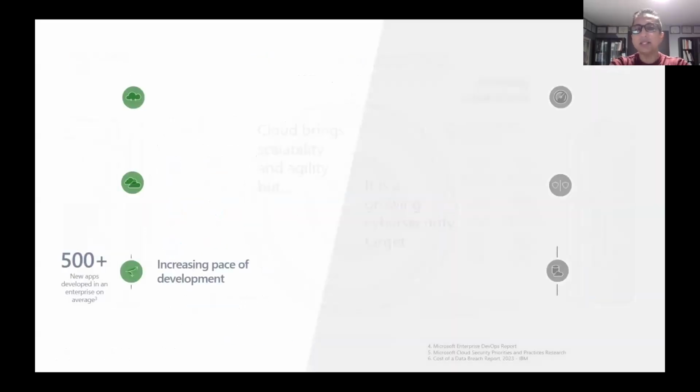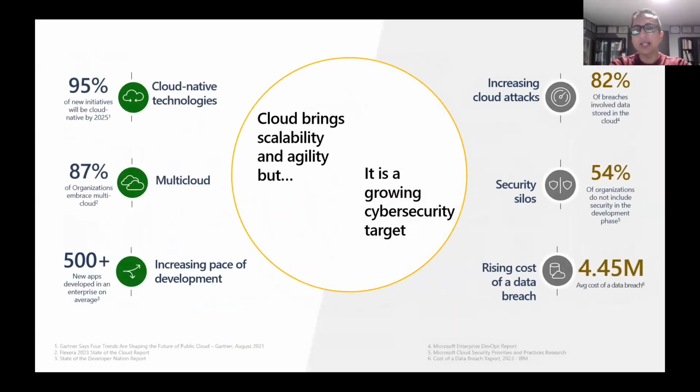Now, why is this such an important topic? Well, everybody knows the cloud is a very big thing, right? 95% of new application initiatives are going to be cloud native. What does cloud native really mean? That really means that the applications will be developed to run in the cloud as they were built. So that's a little bit different than the lift and shift that many companies have gone through over the past decade. Of course, I'm not going to read you all these details here, but 87% of companies embrace multi-clouds, and that's an important aspect, right?